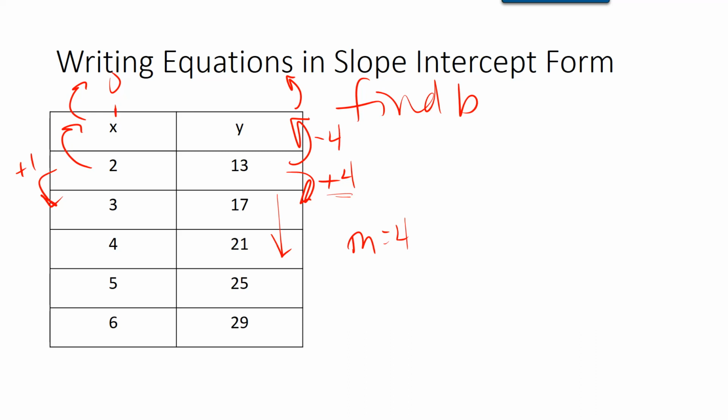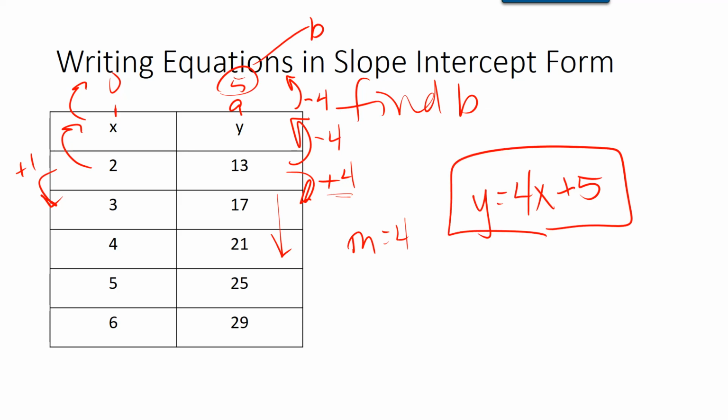13 minus 4 is 9. So it's 1, 9. Then I'm going to subtract 4 a second time in order to get to that 0 point. 9 minus 4 is 5. So that is my b value. I'm going to write it in my form. y equals 4x plus 5. Okay, now again, make sure we use that positive 4, not the minus 4, to find the b. The 4 from the slope that we found going down the table.